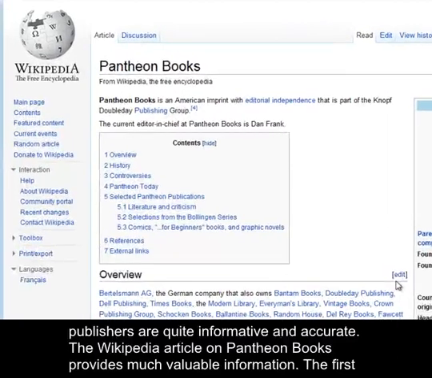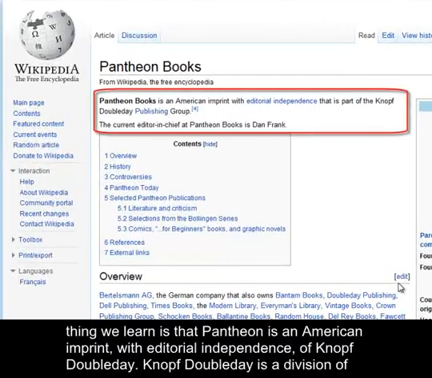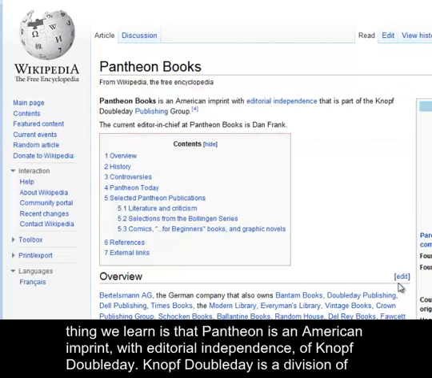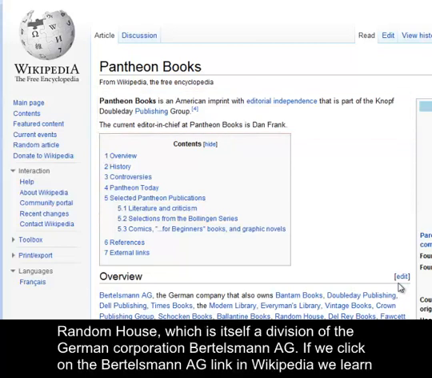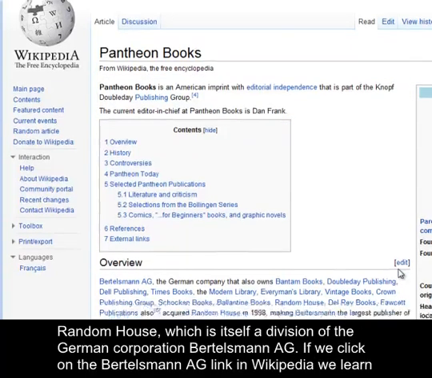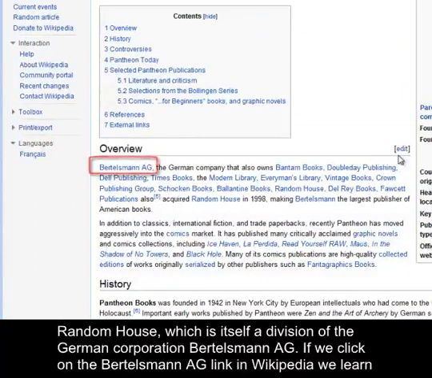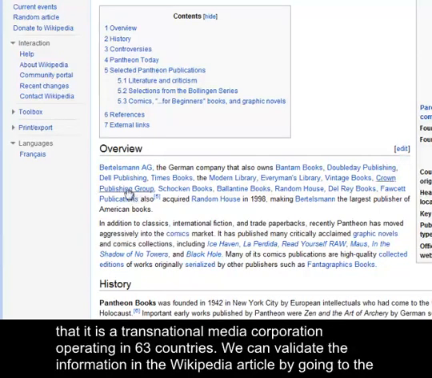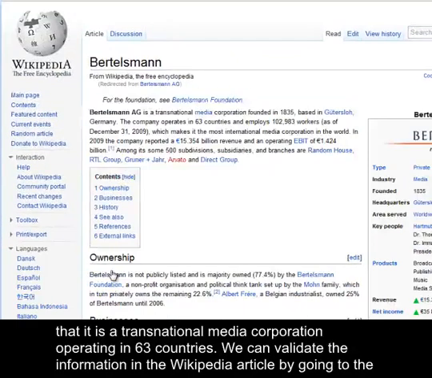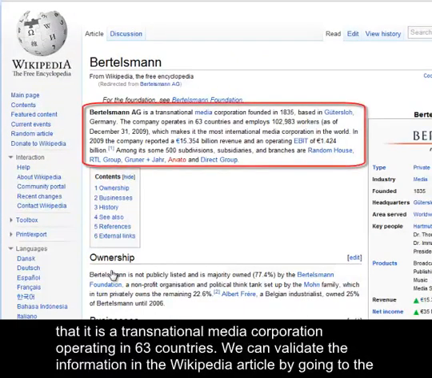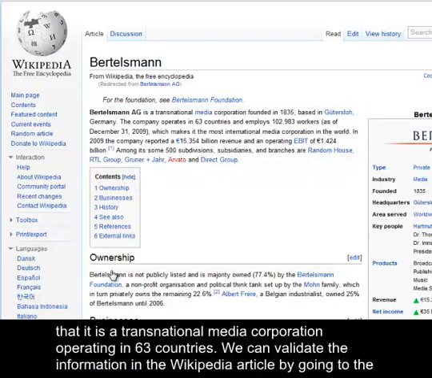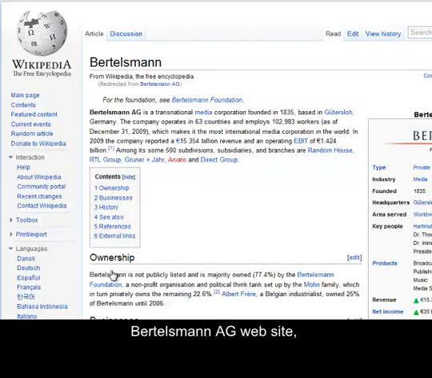The first thing we learned is that Pantheon is an American imprint with editorial independence of Knopf Doubleday. Knopf Doubleday is a division of Random House, which is itself a division of the German corporation Bertelsmann AG. If we click on the Bertelsmann AG link in Wikipedia, we learn that it is a transnational corporation operating in 63 countries. We can validate the information in the Wikipedia article by going to the Bertelsmann AG website.